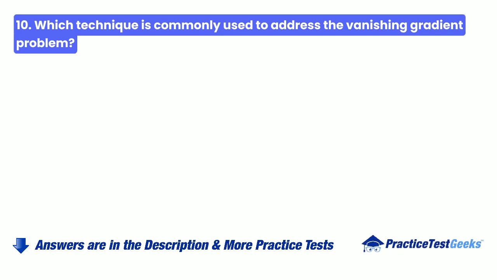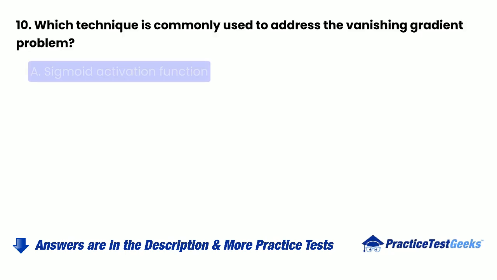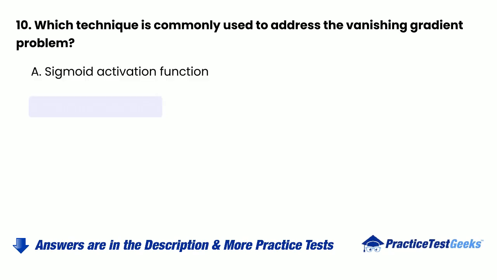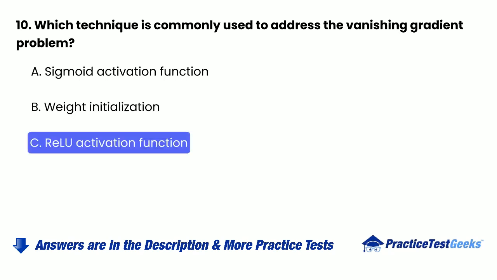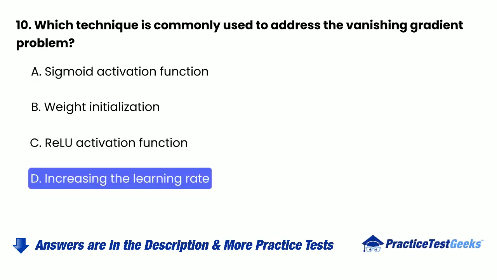10. Which technique is commonly used to address the vanishing gradient problem? A. Sigmoid activation function. B. Weight initialization. C. ReLU activation function. D. Increasing the learning rate.